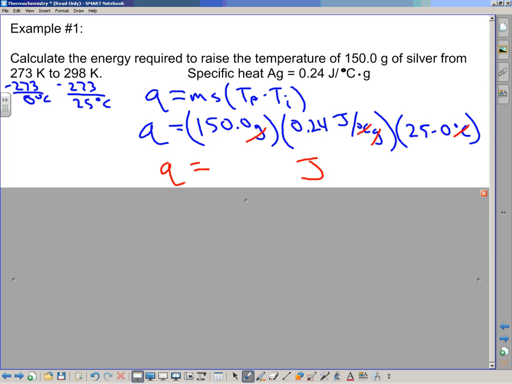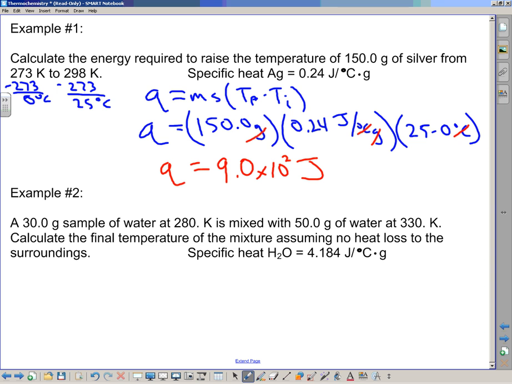Mathematically, what do we get? 900 joules. We only want 2 sig figs, so it would be 9.0 times 10 to the second there. Questions? All right, problem number 2, slightly more difficult.